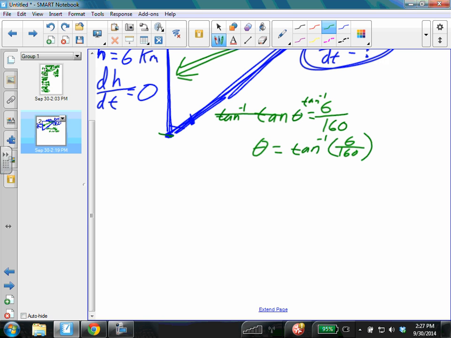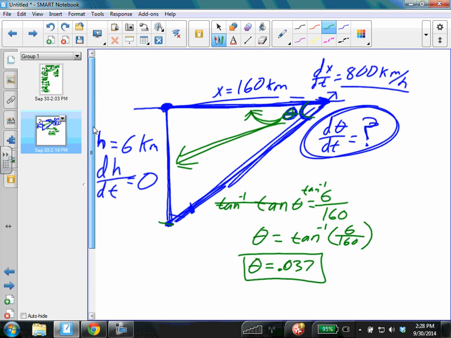So you can actually put that into your calculator. You want to go second tangent, and then just put in 6 divided by 160. And what do you get for theta? 0.037. Everybody get the same thing? 0.037. All right, cool. So now we know what theta is.